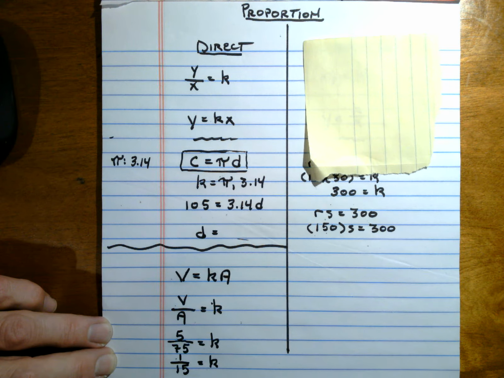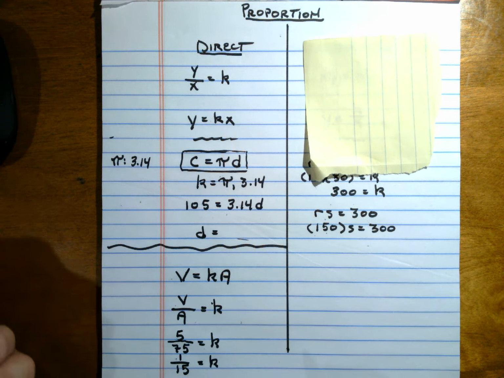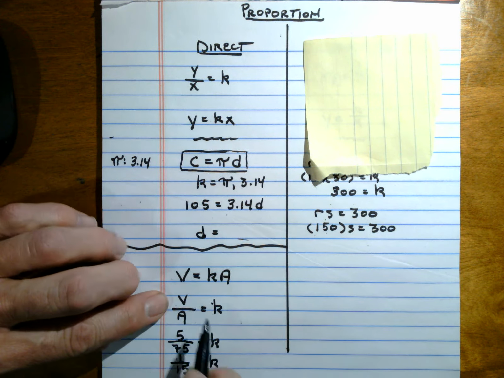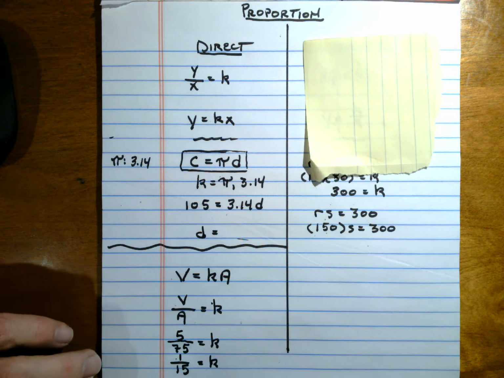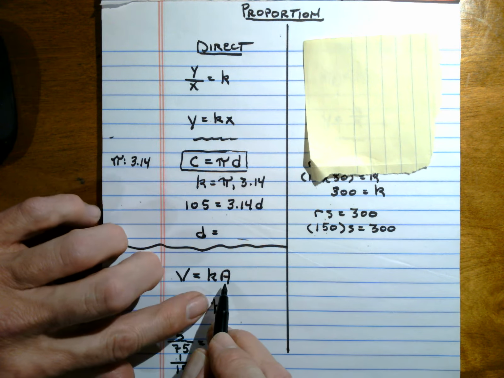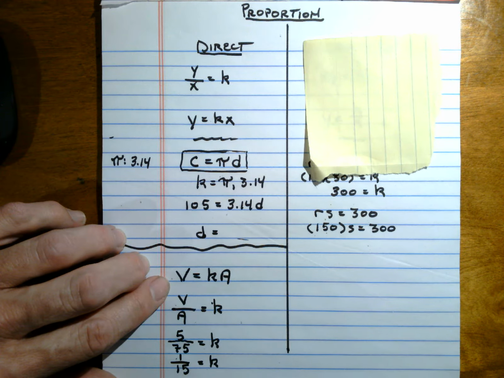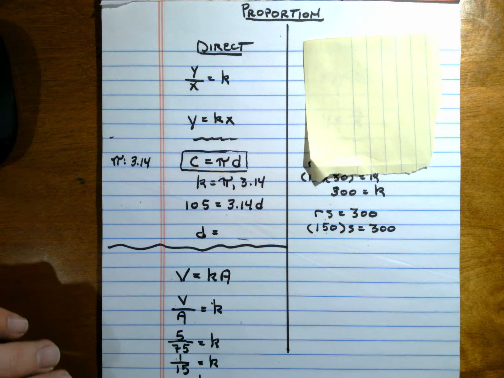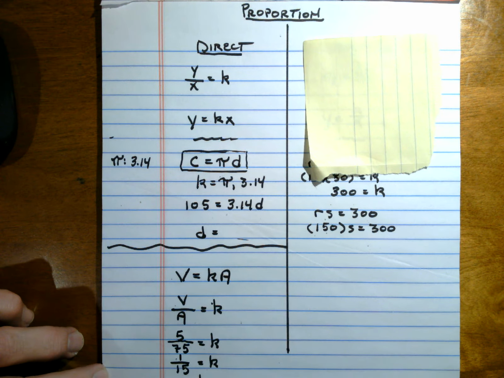5/75 simplified is 1/15. So in this particular situation, anytime we divide volume by area, we should get 1/15. Or anytime we're given volume or area, we can put it into this form. Volume always equals 1/15 area. So this is our equation relating V to A. V equals 1/15 A, or V over A always equals 1/15. This is the equation we're going to use.